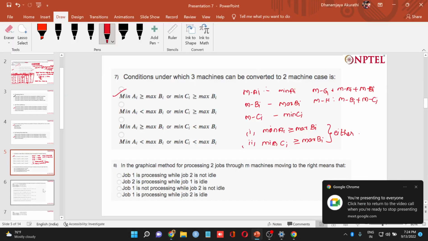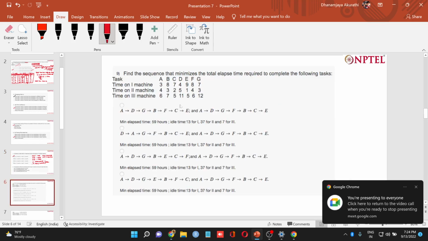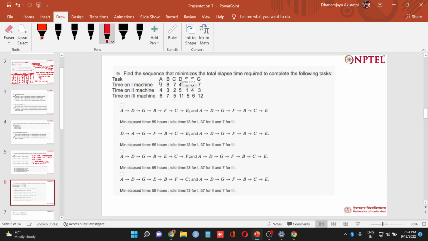And now we see how to solve 3 missions case problem. So find the particular sequence that minimizes the total elapsed time required to complete the following tasks. Tasks are jobs here. So these are the 3 missions case. To solve this, first we have to convert the 3 missions into the 2 missions case. The criteria is minimum of AI. Here minimum of mission 1.